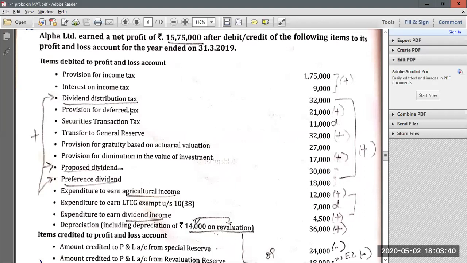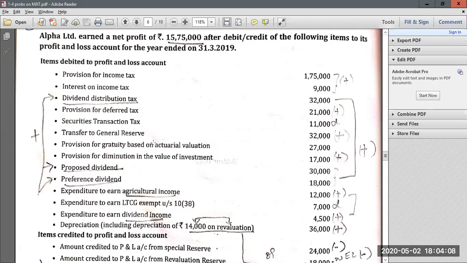Then they have given provision for deferred tax. Deferred tax which has been debited to the P&L account should again be added back. So this 21,000 should be added back. Then securities transaction tax should be ignored, as it is not a statutory addition. Then transfer to general reserve. I told you that any transfer to any reserve, not only general reserve, should be added back. So this should also be added back.